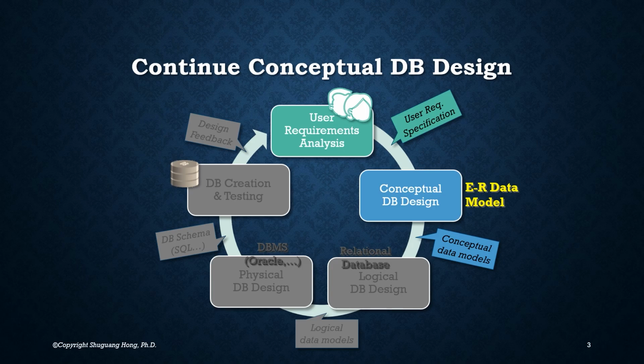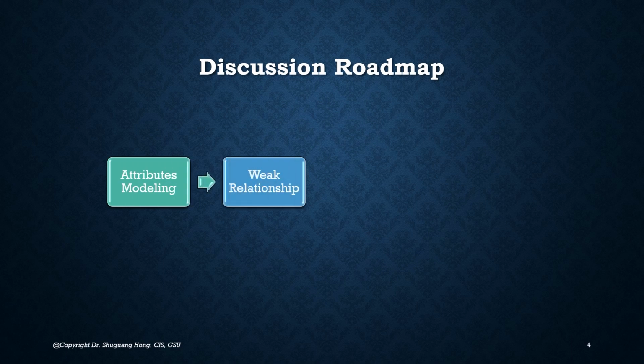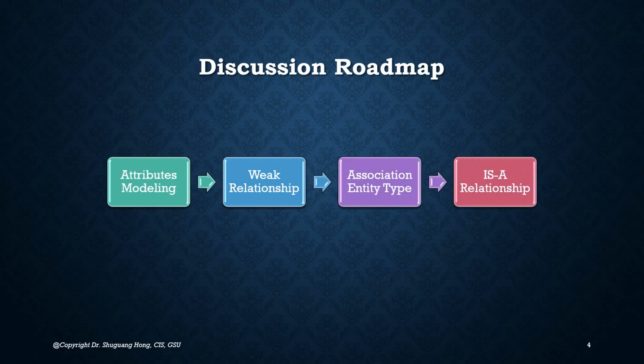This lecture continues the discussion of conceptual ER modeling. Discussion roadmap. It starts with attribute modeling, followed by introducing the concept of weak relationships. Then, the association entity types. Finally, the ISA, or the supertype/subtype relationships.